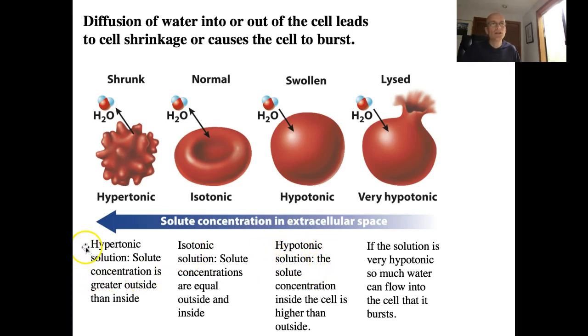A hypertonic solution versus the inside, so the solution is the outside, means that the solute concentration is greater on the outside than the inside. So it's hypertonic. Hyper means high, strong, much more than the other. Then you have isotonic. Iso means the same. So it's an isotonic solution: the same concentration of solutes on the outside and the inside. And then the opposite of the hypertonic is the hypotonic, hypo meaning under or lower, where the solute concentration inside the cell is higher than the outside.